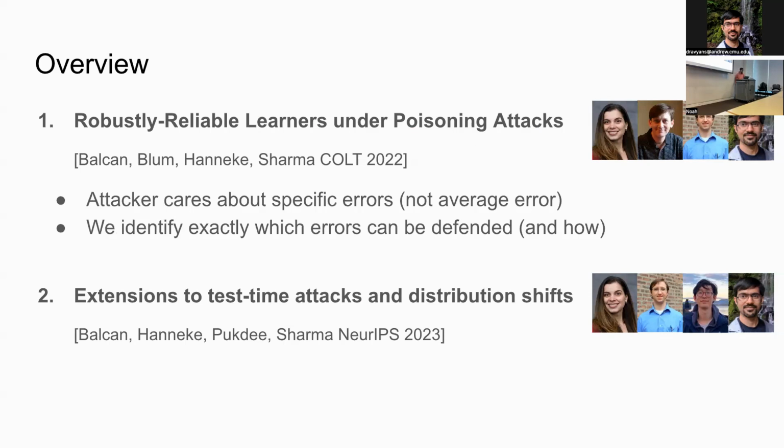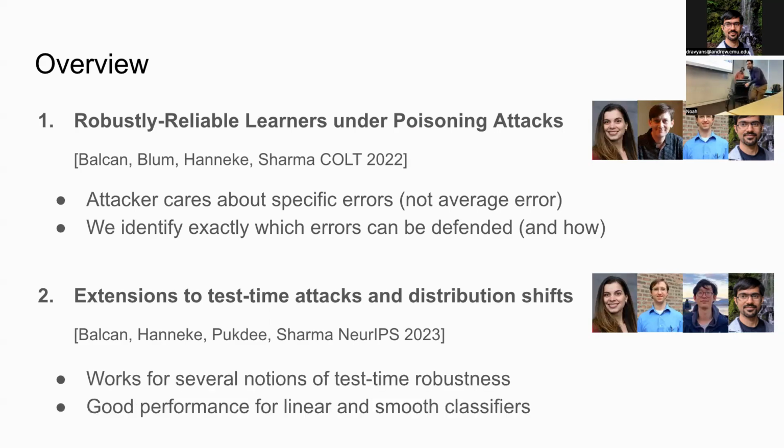Okay. So in the first case, just to summarize what happens here, the attacker cares about specific errors. So this is the distinction from the previous settings considered in the literature. I'll give some examples of this, but in contrast, the previous work considers average error on the data set. We are interested in adversaries who are interested in specific errors, only in errors on specific data points. Then we also identify exactly which errors can be defended and how. In the second work, we show that our work works for several different notions of test time robustness. And we give examples of good performance in linear and smooth classifiers.